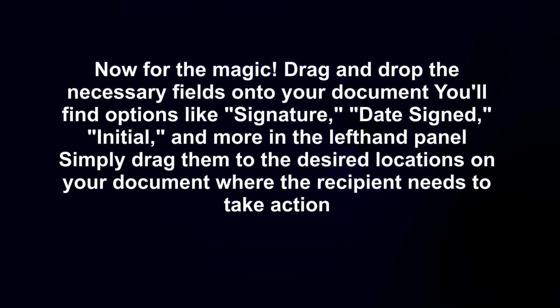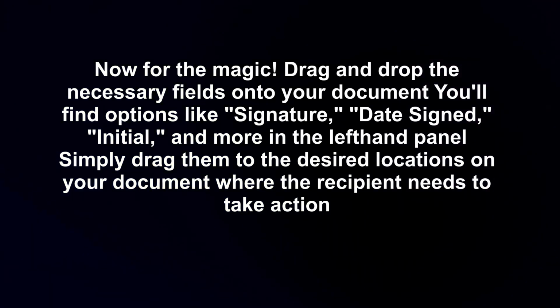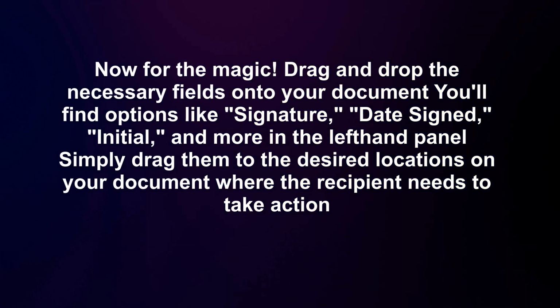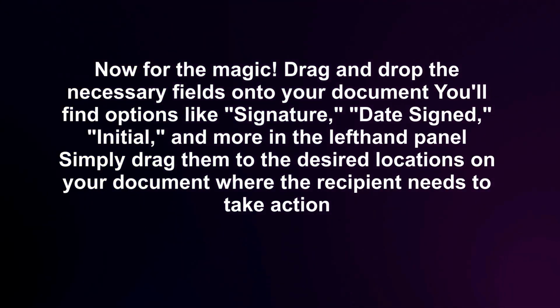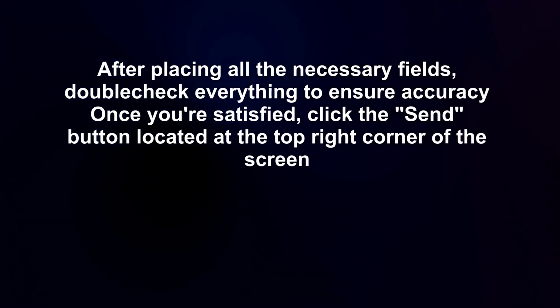Now for the magic, drag and drop the necessary fields onto your document. You'll find options like signature, date signed, initial, and more. In the left-hand panel, simply drag them to the desired locations on your document where the recipient needs to take action. After placing all the necessary fields, double-check everything to ensure accuracy.